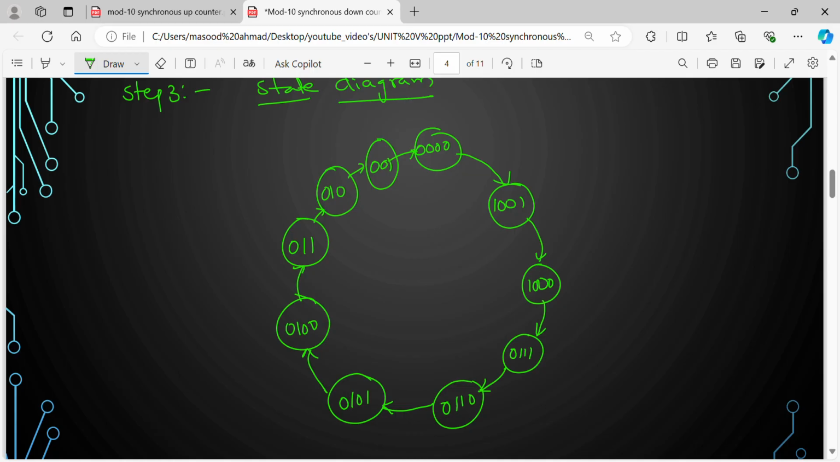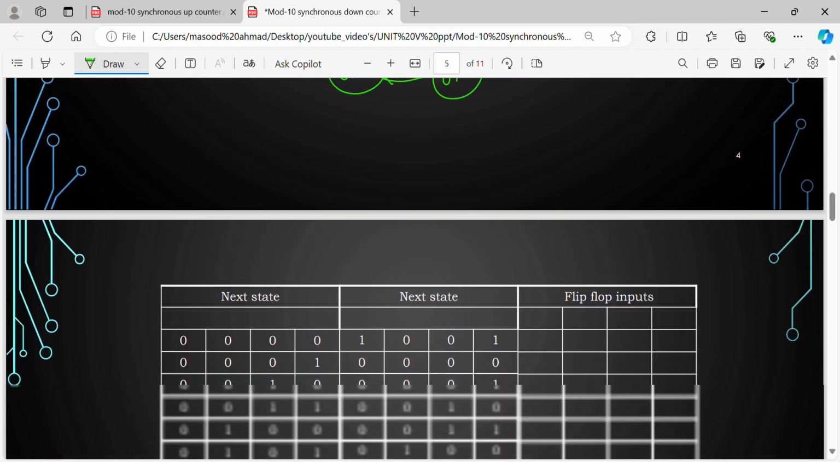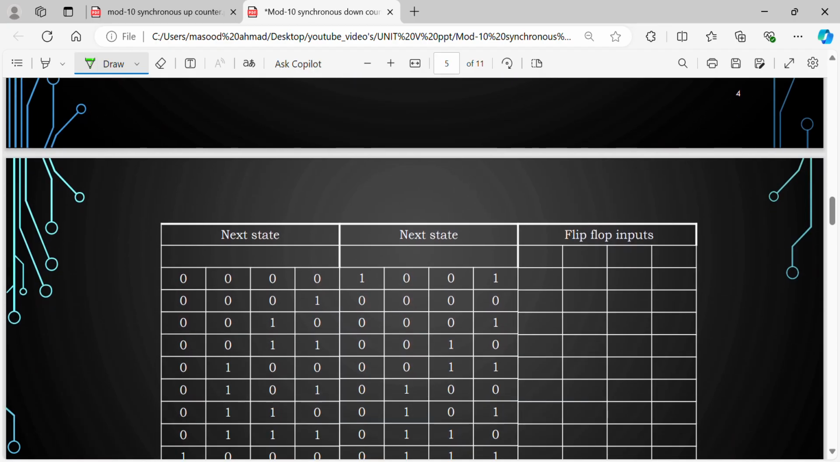This is known as the state diagram. Once we have the state diagram, it is very clear that we are moving from 1 to 0, and then 0 to 9, because it is a down counter, then 9 to 8, 8 to 7, and so on. Once we know this, we try to see the next step.